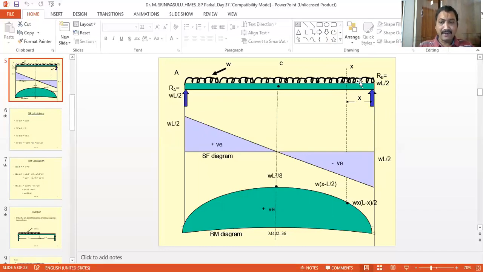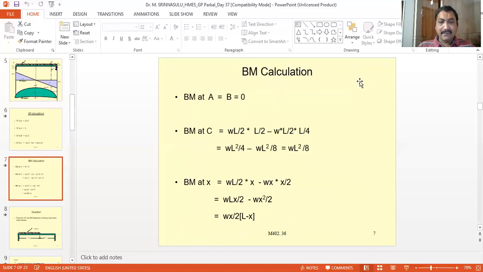Previously WL by 2 into x is positive. So the bending moment at x is equal to WL by 2 into x, which is positive, and W into x is the force, and x by 2 is the distance. So WLx by 2 minus Wx square by 2. If we take the common factor W into x, then this is equal to L minus x by 2. So W by 2 into L minus x. So this is the general equation at a distance of x from the right support.